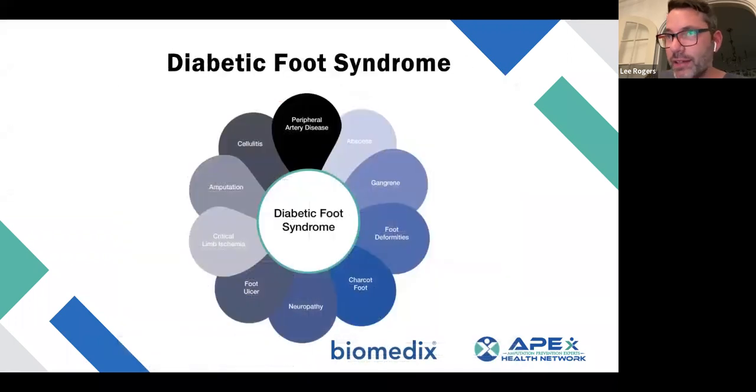The first thing I want you to understand is that the diabetic foot is actually a syndrome. It's not a single entity. There are lots of things that go into the diabetic foot syndrome. You have peripheral artery disease, which is what we're really covering today, abscesses, gangrene, foot deformities, Charcot foot, neuropathy, foot ulcers, what used to be called critical limb ischemia, which is now called chronic limb-threatening ischemia, amputation and cellulitis. All of these come together to make up the diabetic foot syndrome. So it's not just a single entity, it is a conglomeration of disease entities that make up the syndrome.